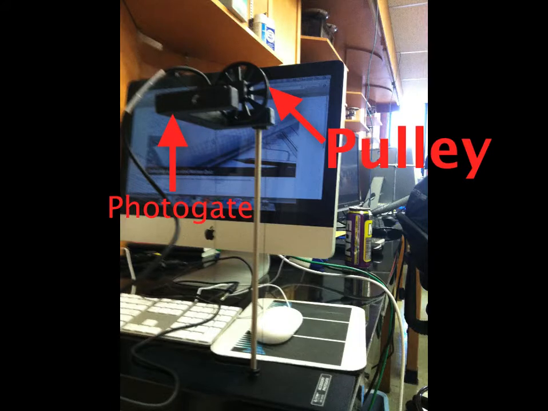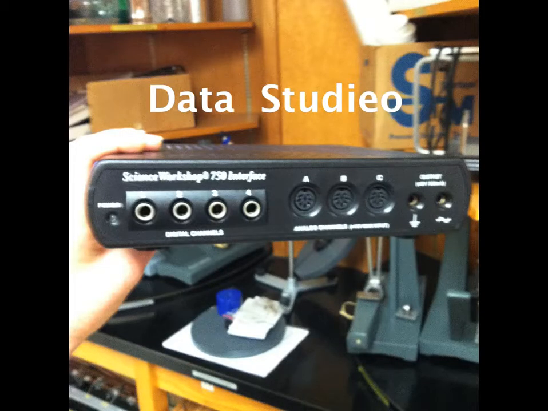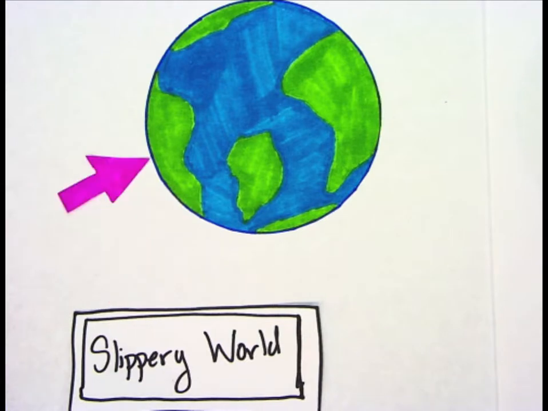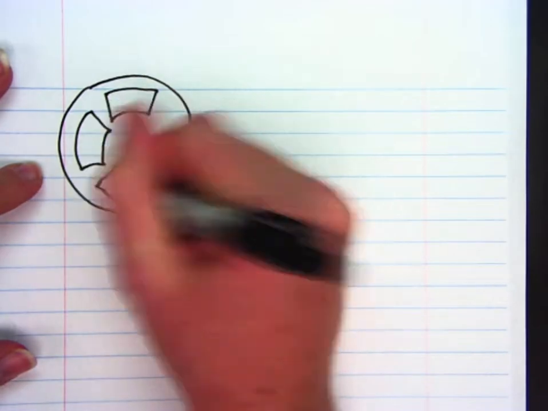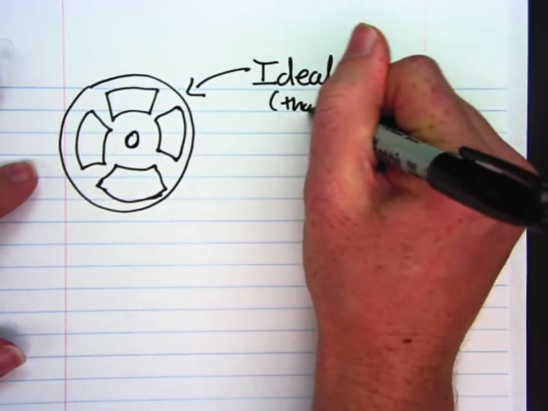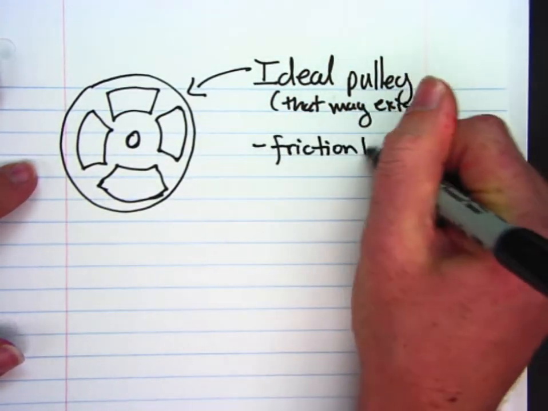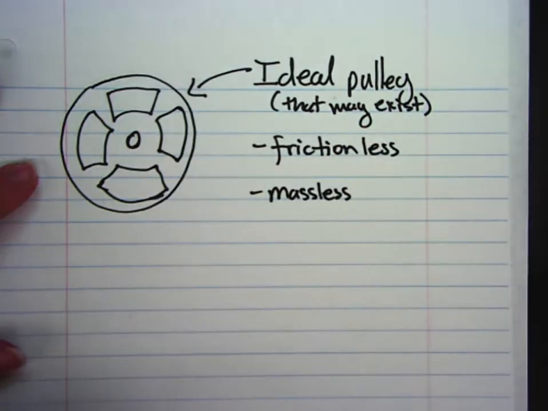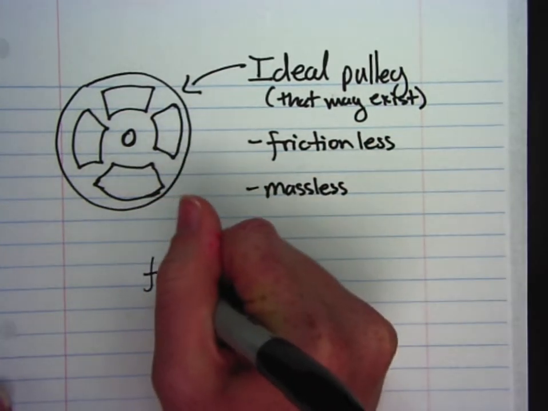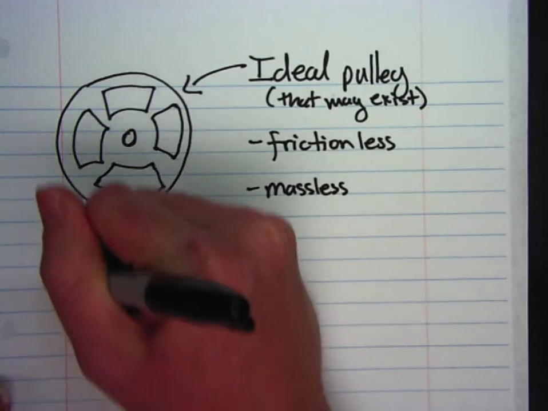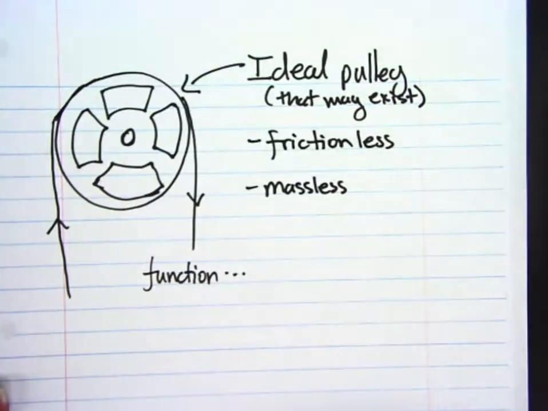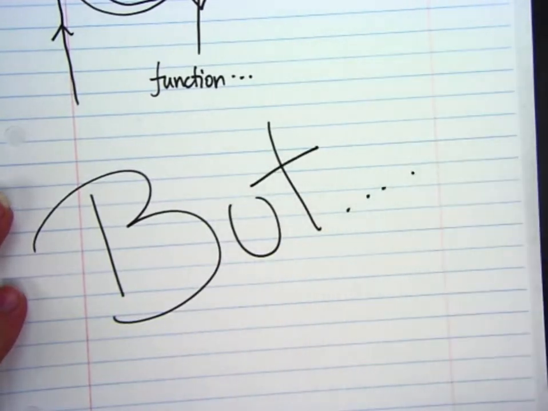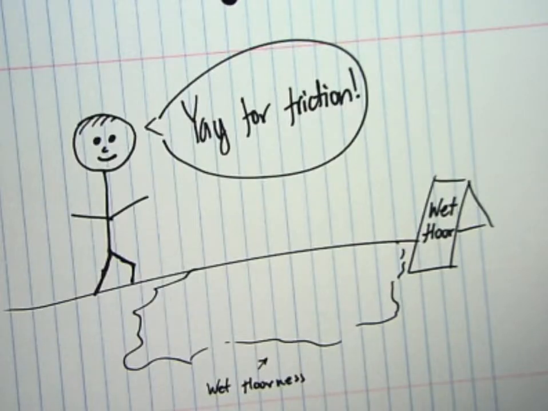Oh, yeah. So the cool things you'll be using: a pulley, a photo gate, that's your Atwood machine, hanging masses, and Data Studio. Okay, so in a slippery world without friction, an ideal pulley may exist. An ideal pulley would be frictionless and massless, and the only function that it would have is to redirect a massless string in one dimension from one way to the other way. That's it.